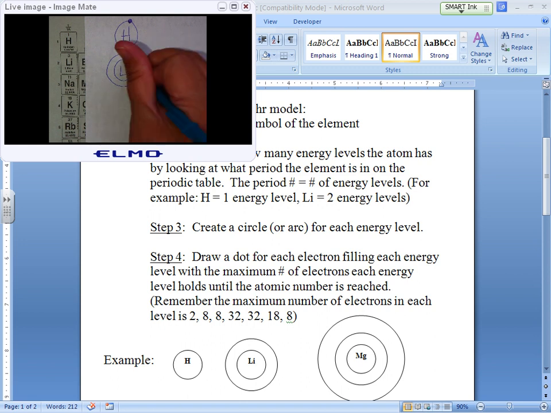Here's what we're going to do. You are going to practice doing Bohr models, and you're going to do the first 20. I'm going to show you how to set up your comp book in a minute. So you're going to open up to the next full page in your comp book.